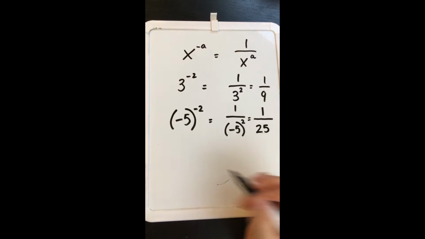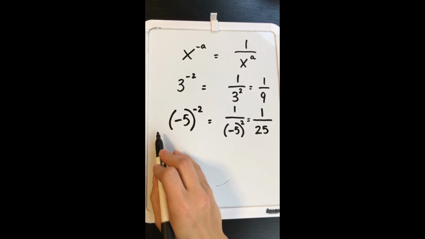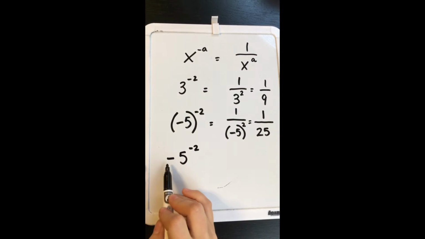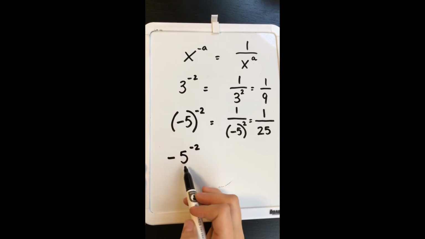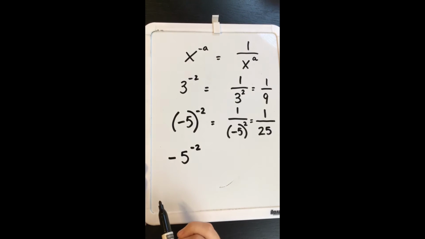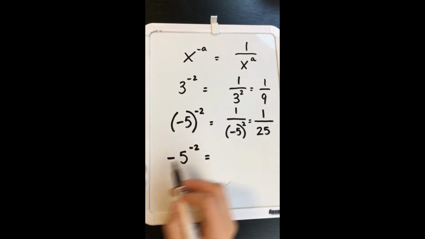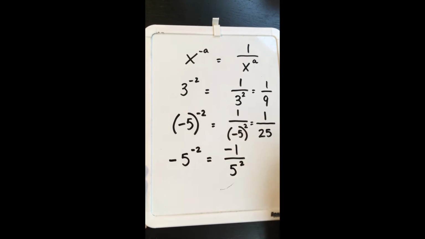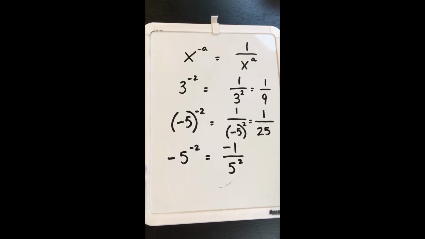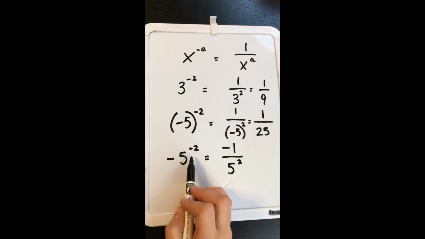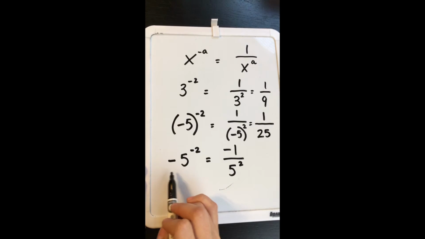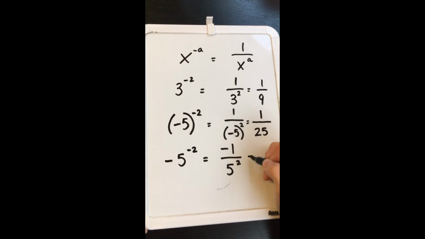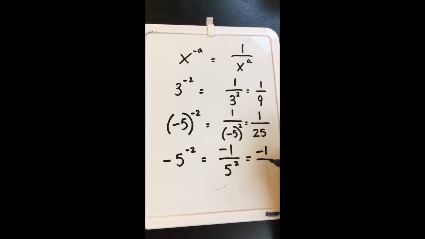Now I'm going to go through that same problem, but instead, this negative sign is going to be outside. This negative is not being raised to the negative 2 power. Only the 5 is being raised to the negative 2 power. The negative, therefore, will be on the top, and the 5 will go on the bottom, and we make the exponent positive. So because this negative isn't being raised to this power, it's just being treated as multiplication. And when we multiply, this negative 1 can stay on the top. So for this, we get negative 1 over 25.